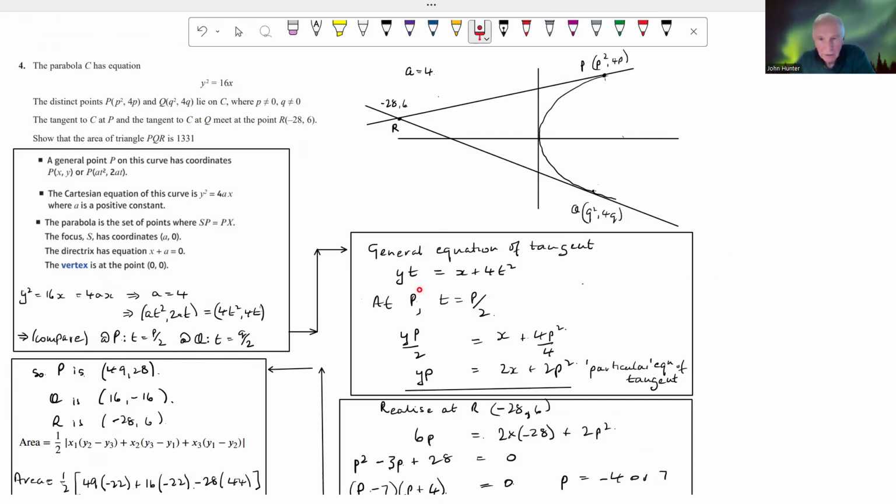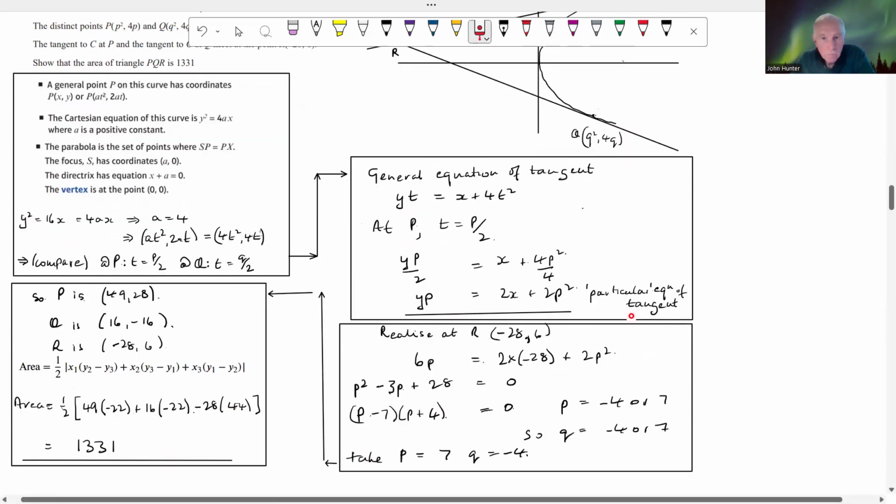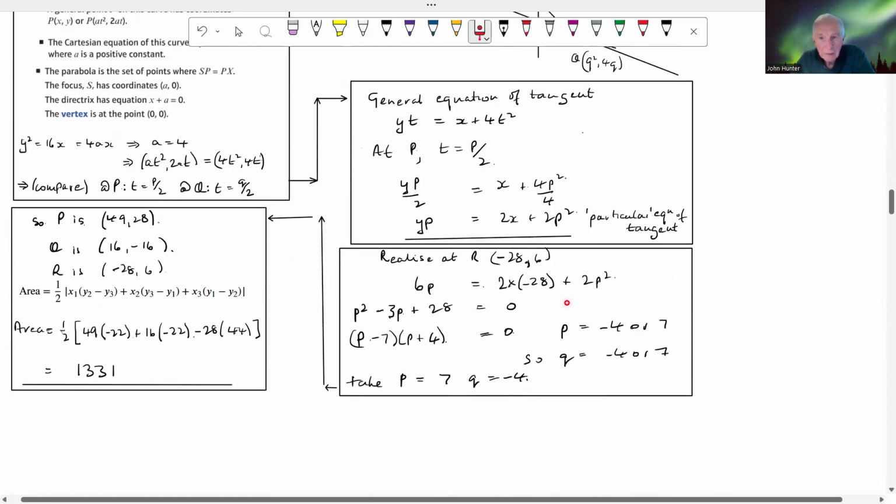So the general equation of the tangent is this, as we said before. That's the thing that we can derive. And therefore, at P, when t is equal to p over 2, if we just substitute that in here, we're going to get this, which is what I'm calling the particular equation of the tangent. Now, this tangent goes through the point 28, 6.